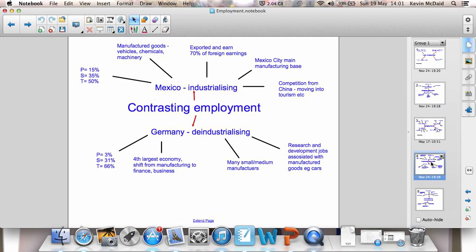Mexico, on the other hand, is industrializing. It's developing. It's growing. So there's more and more people in the manufacturing industry and secondary industry, 35% or so. It produces a lot of stuff in factories and it sells it out around the world. That's how it's developing. That's how it's getting richer. But it's facing competition from countries like China and India, and it's finding it very hard to compete with them. So Mexico is actually starting to move into tourism, which is an example of tertiary industry.